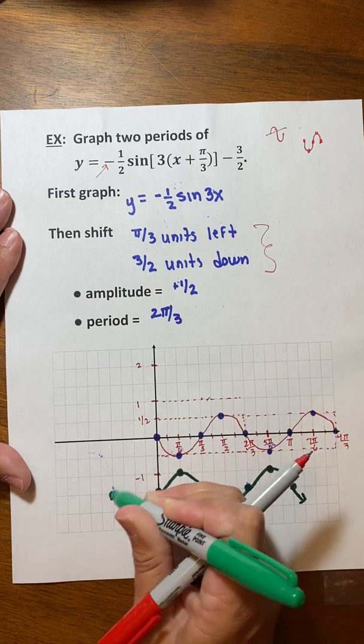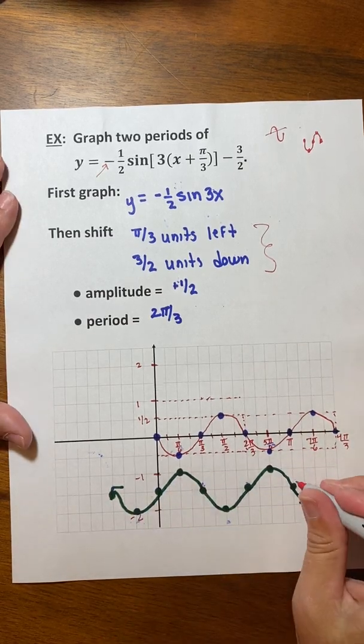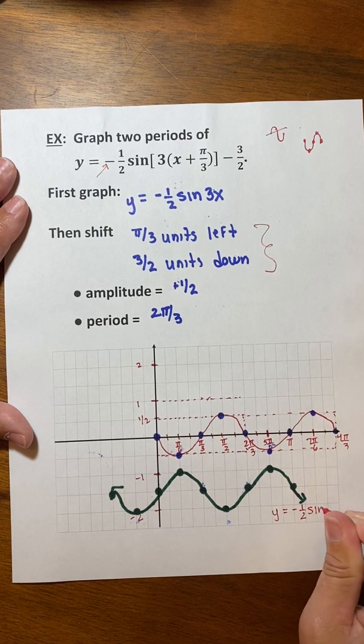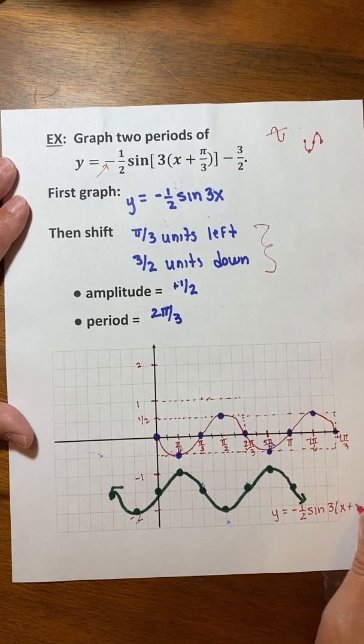And it's going to be like that forever. And that's my final answer. So this is the graph of y equals negative 1/2 sine of 3x plus pi over 3, minus 3/2.